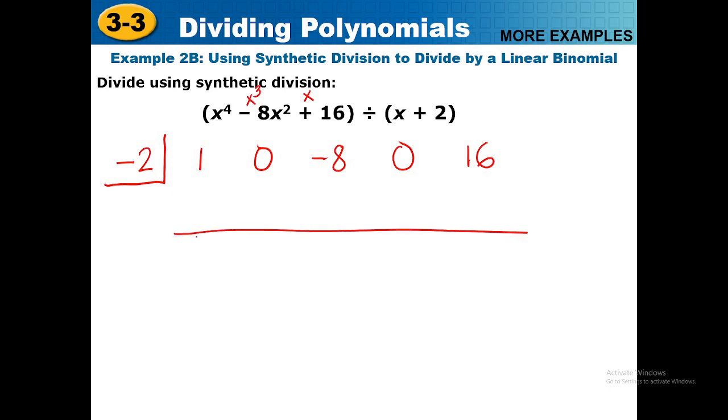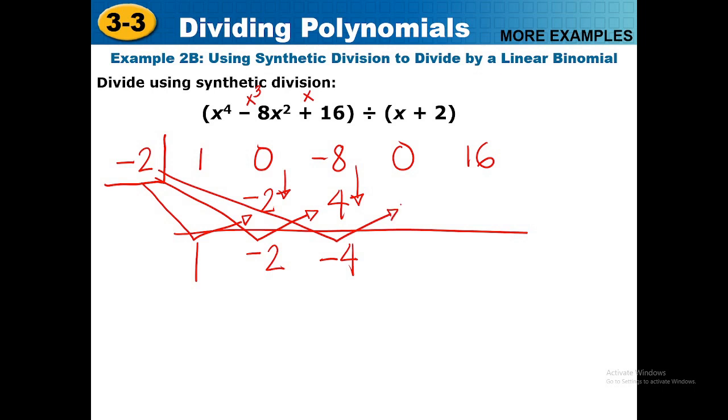Continue. Bring down 1. Multiply by negative 2. Negative 2. Add: negative 2. Negative 2. Multiply: positive 4. Add: negative 4. Multiply: positive 8. Add: 8. Then multiply: negative 16. Add: 0. The remainder is 0.